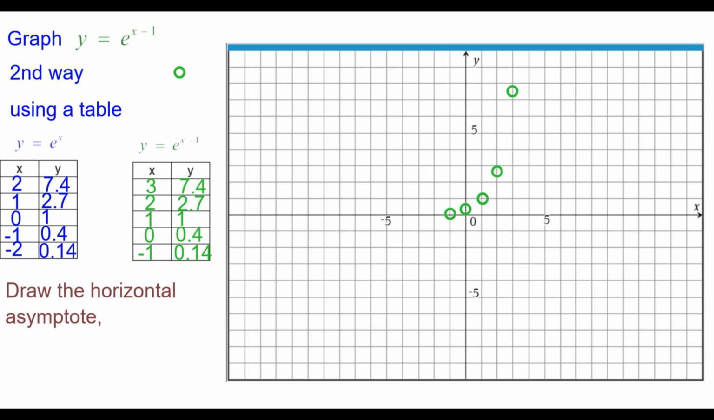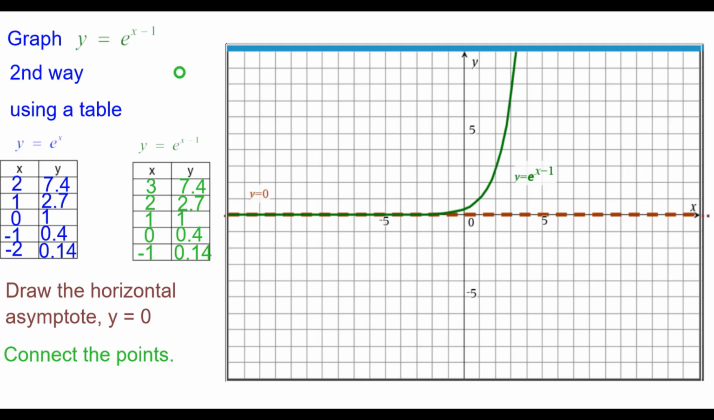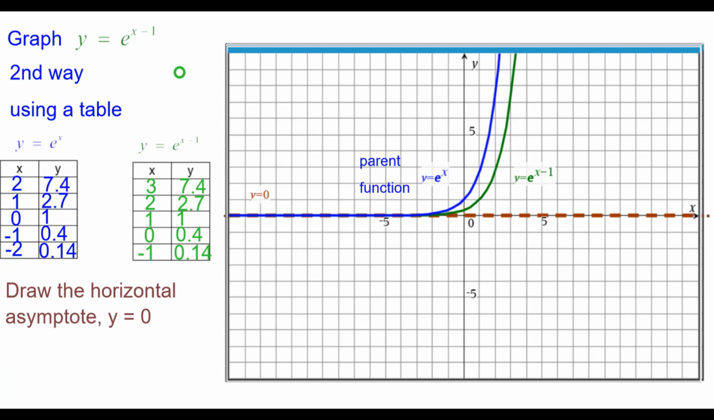Draw the horizontal asymptote, the x-axis, and use that as a boundary line to connect the points. And we compare it to the parent function.